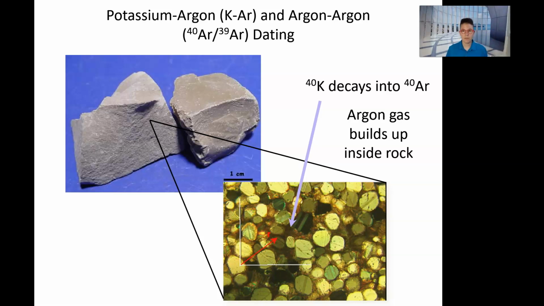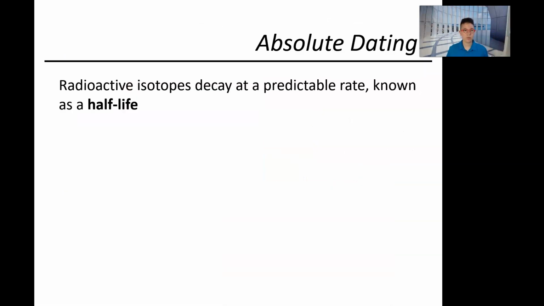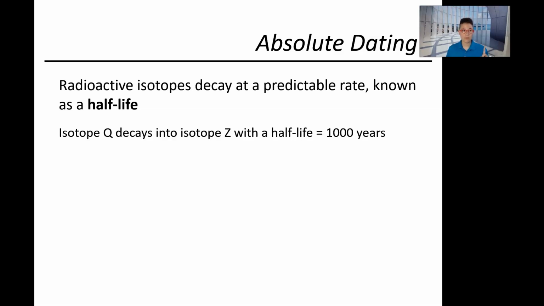So I'm going to step you through a really simple mathematical example of how this works so that you can wrap your mind around it. So radioactive isotopes decay at a predictable rate. That's known as their half-life. The definition of a half-life is that one half of the parent isotope, whatever that happens to be, will have decayed into the daughter isotope after one half-life. So let's do this with a really simple half-life of 1,000 years, so we don't have to pull out any calculators. Let's say that isotope Q decays into isotope Z with a half-life of 1,000 years.